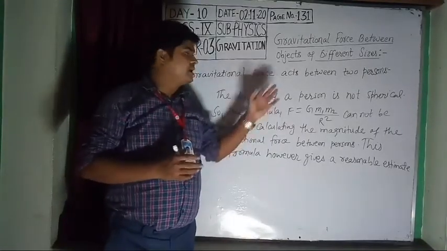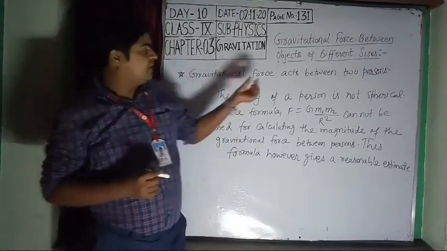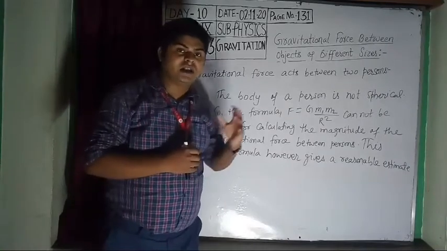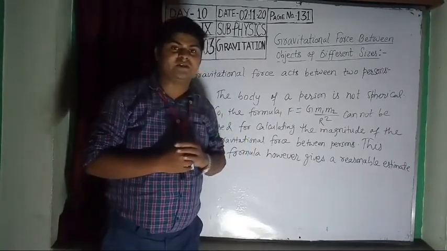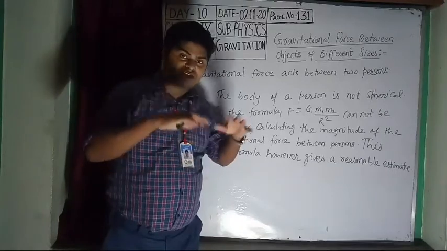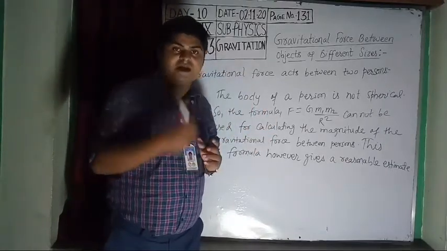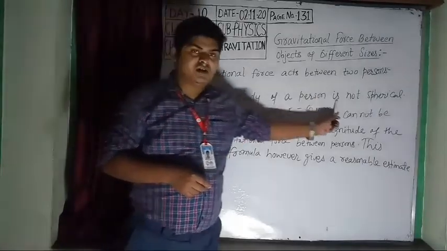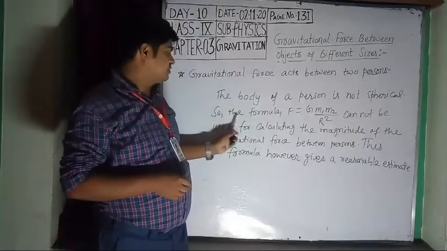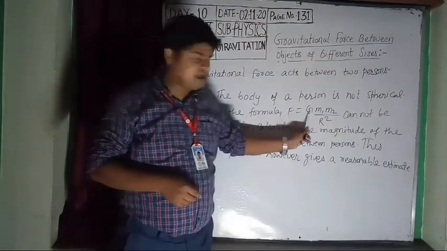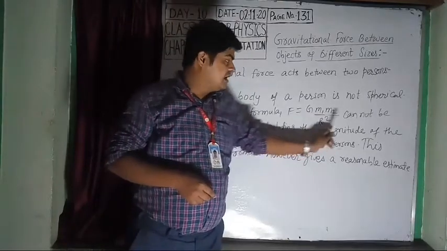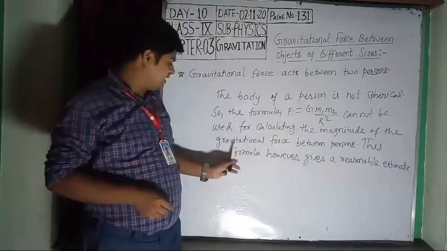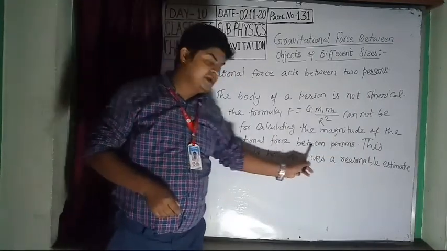Students, here I have found the value of the gravitational force between two persons, but this is not the correct value. It is just an estimate. Why? Because the shape of a person is not spherical. Here the body of a person is not spherical, so the formula F is equal to G m1 m2 by r square cannot be used for calculating the exact magnitude of the gravitational force between two persons.